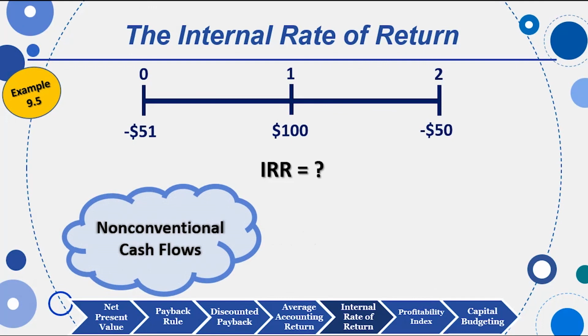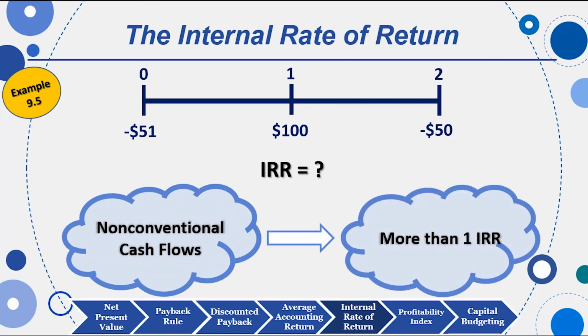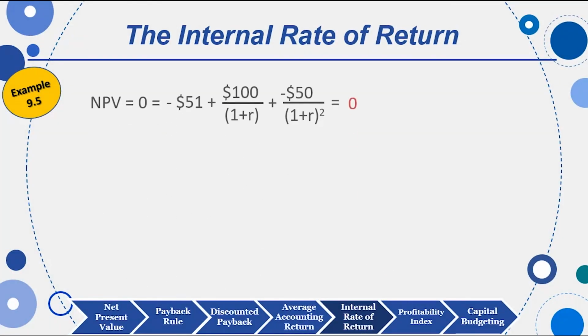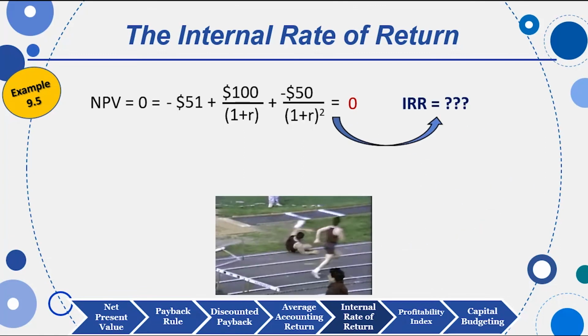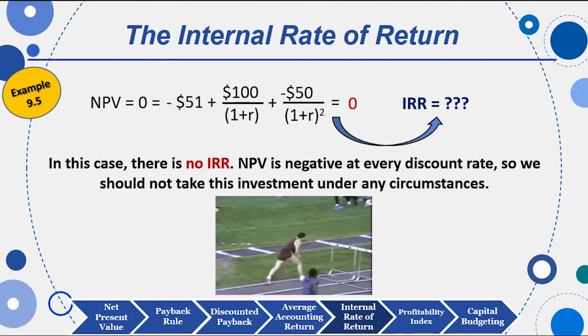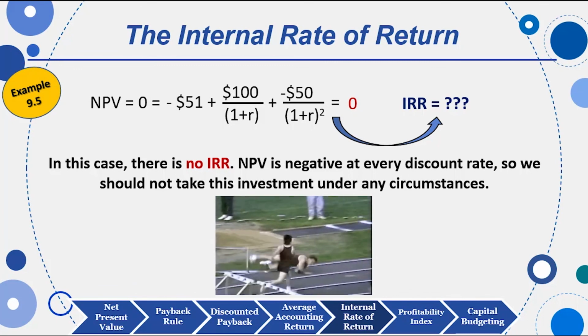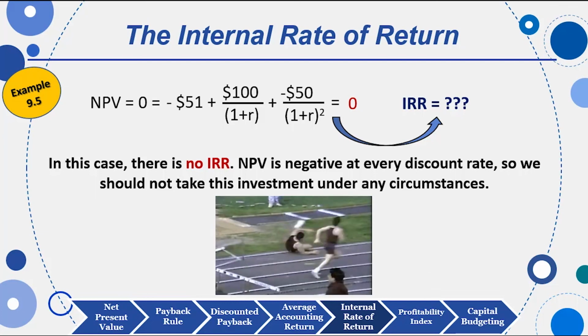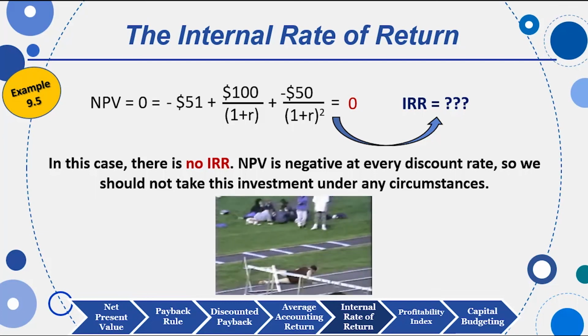These are non-conventional cash flows not favored by the CFO, and you just might have several, or there might be none. So NPV equals 0 equals minus 51 plus 100 over 1 plus some rate plus minus 50 over 1 plus some rate squared. And we find that there are no IRRs for this one. This is a total failure. There are no IRRs in this case. As René Descartes' rule of sign tells you, there might be a max of 2, there might be 1, there might be none. In this case, there are no IRRs that solve that equation.